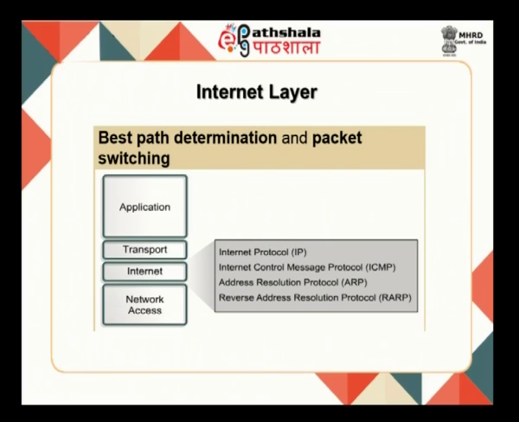And coming to the internet layer, this does the routing. This internet layer is for routing the packets to the destination. It is a best path determination and packet switching protocol, and in the internet layer the main protocol is the Internet Protocol. Along with the Internet Protocol we have other protocols running in the layer: the Internet Control Message Protocol, ICMP, the Address Resolution Protocol, ARP, and the Reverse Address Resolution Protocol, RARP. This Internet Protocol provides a best effort, connectionless, unreliable delivery service.